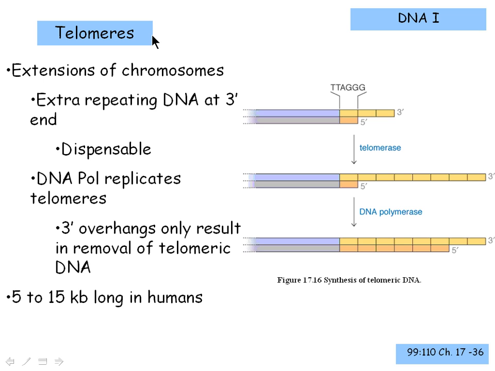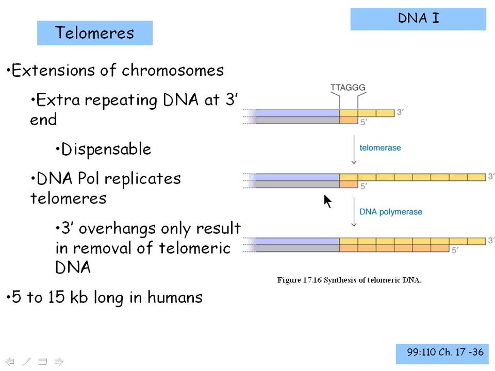So telomeres are extensions of chromosomes. They are repeating sequences of DNA that are added at the 3' end at the end of replication. These sequences are TTAGGG sequences, and they do not encode for anything. They are not necessary for our cells to survive. So we can just add as many of these onto the 3' end of our template strand as needed. And they're dispensable, so we can remove them and add as many as we need to.